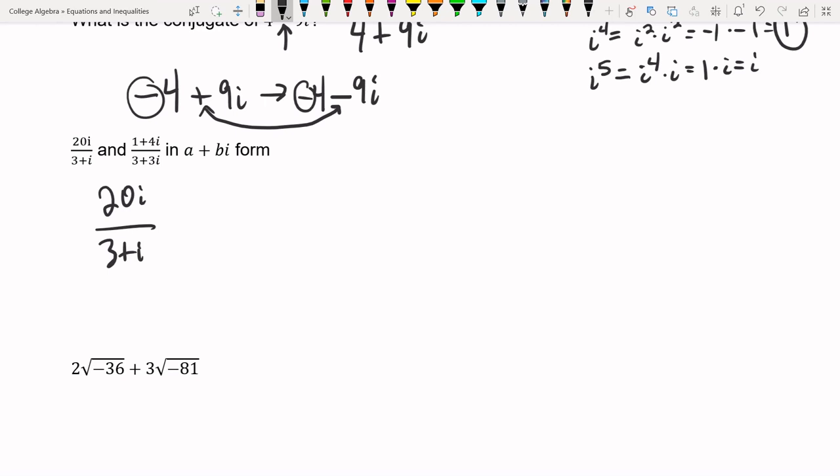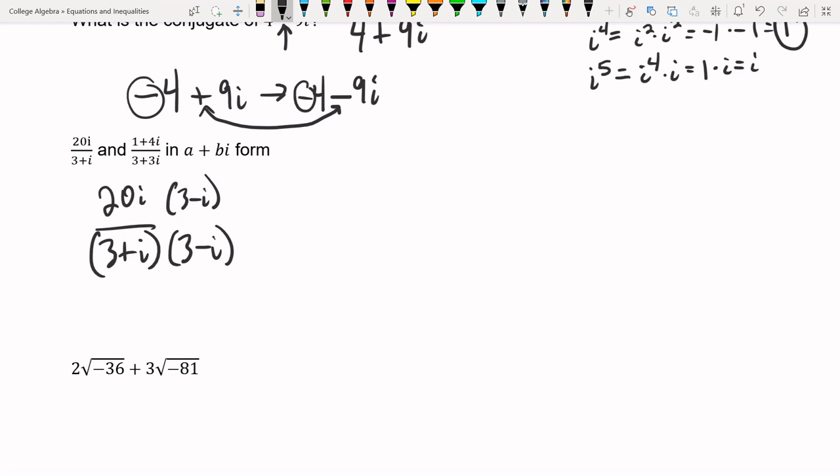We never write this out. It's kind of like thinking about this as a fraction that's not been reduced. We always reduce it if possible. In this case, we can always simplify this down to the a plus bi form. The way we do that is simply multiply by the conjugate pair of the denominator.